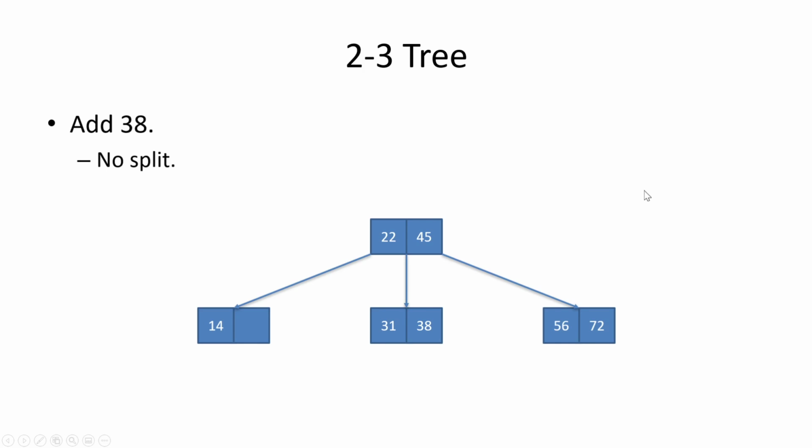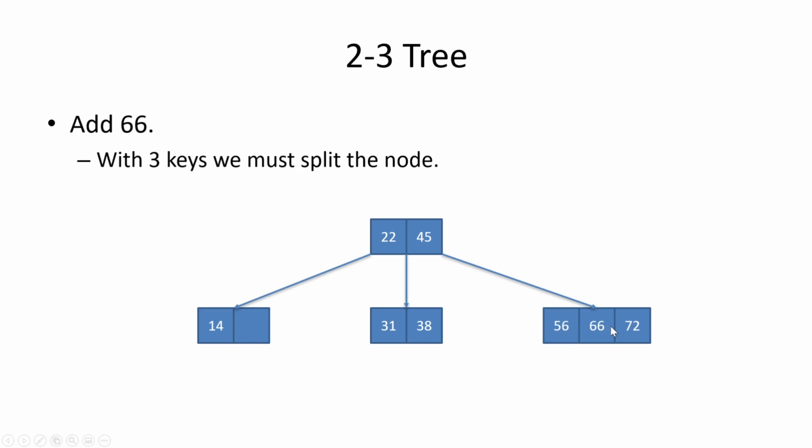Okay. So continuing, let's do a different add. Let's try adding 66 now. Again, 66 is larger than 45, so we can navigate down here. We see it belongs here. Now when we add it, we actually add it into this node and we bump over the 72. This is an ordered list, so we add it where it belongs in the node.